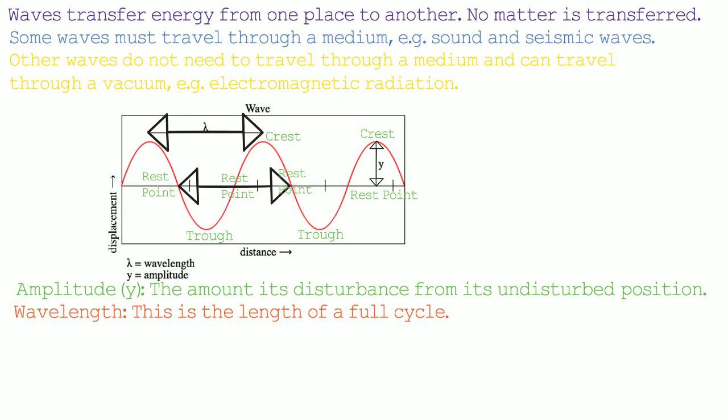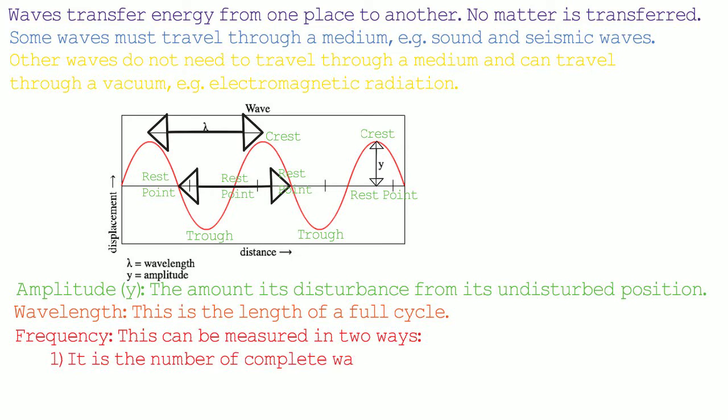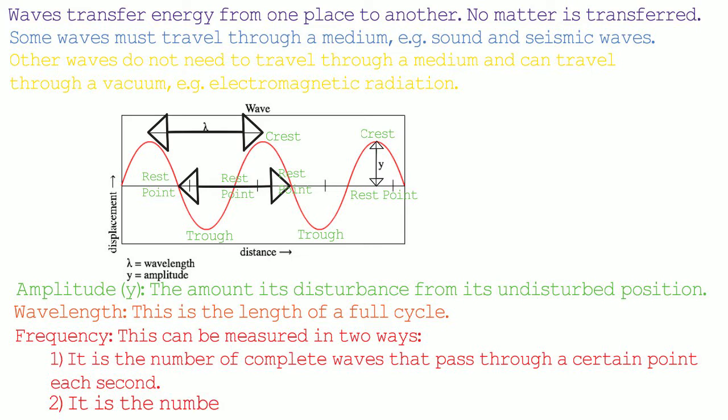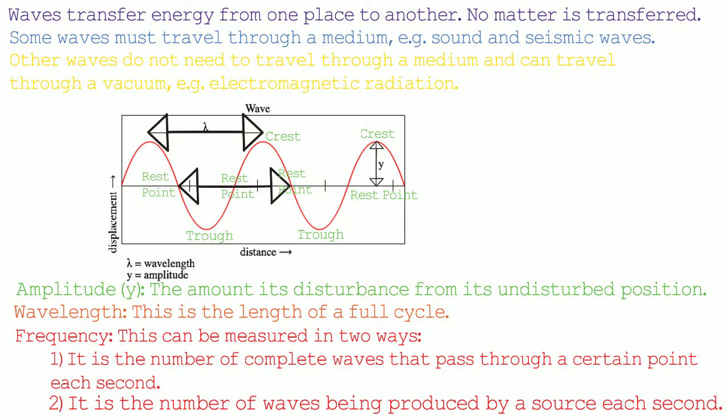The next thing we can measure is the frequency, and this can be measured in two ways. One way is to measure the total number of completed waves that pass through a certain point each second. The second way is to measure the number of waves being produced by a source each second. Frequency is measured in hertz, and 1 hertz is 1 wave per second. If a wave has a very high frequency, then we can measure it in kilohertz, megahertz or gigahertz.